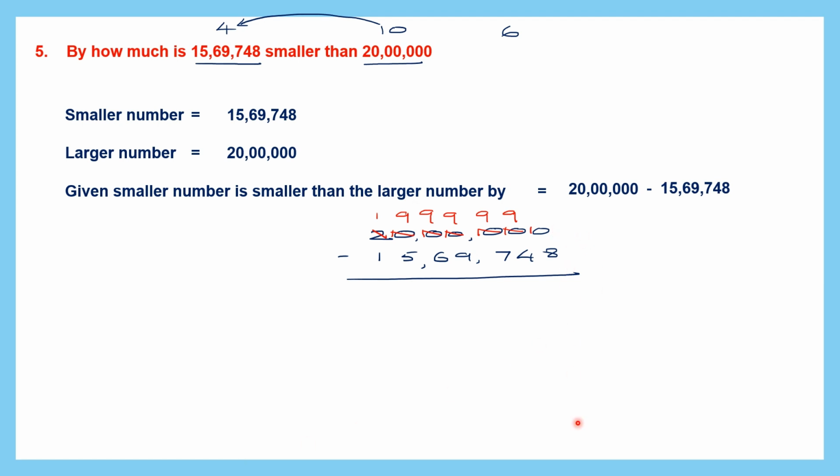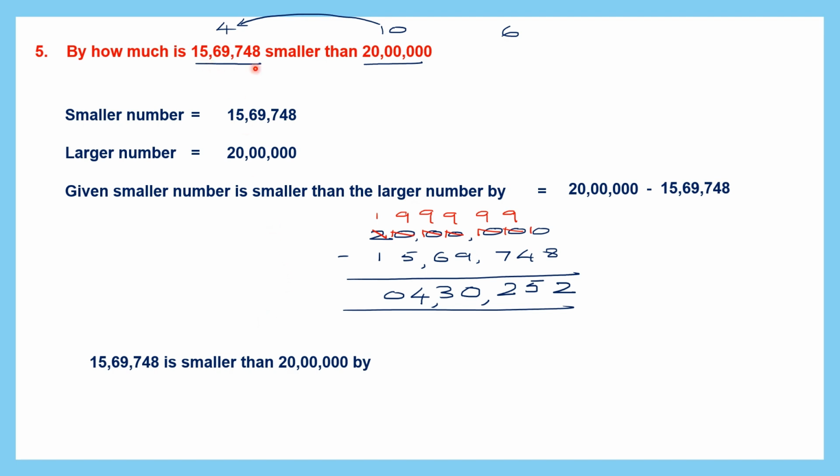Now let's subtract. 10 minus 8 is 2. 9 minus 4 is 5. 9 minus 7 is 2. 9 minus 9 is 0. 9 minus 6 is 3. 9 minus 5 is 4. And here we have 0. So here now we can find out the answer. This number is smaller than 20 lakh by 4,30,252. So we can write that now. We can say this number is smaller than 20 lakh by, and let's write the answer, 4,30,252.